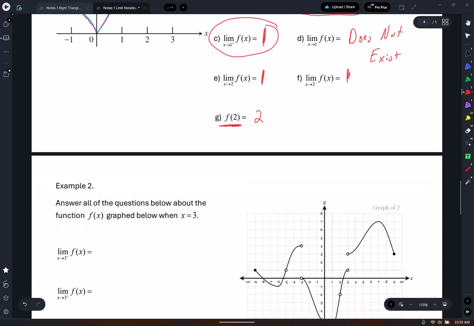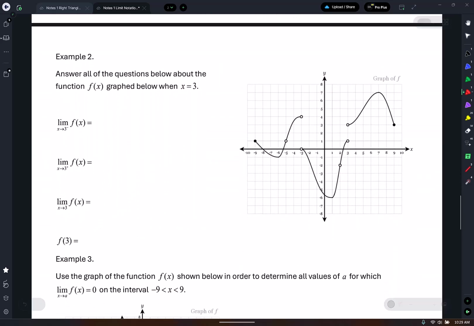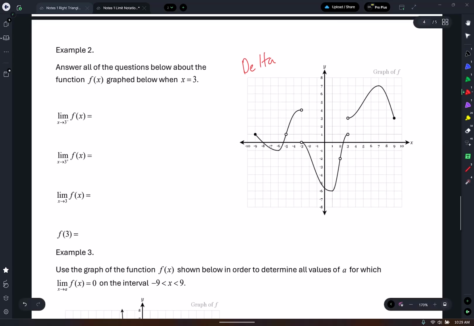All right, here we go. These are just sample questions I took. Let me go ahead and write the source of this graph. Do you guys recognize this graph? It's from Delta, that's Delta's font. So I'm giving the source.